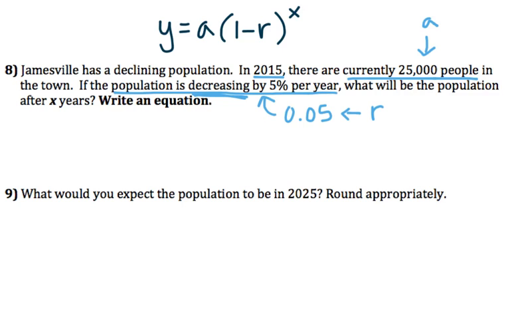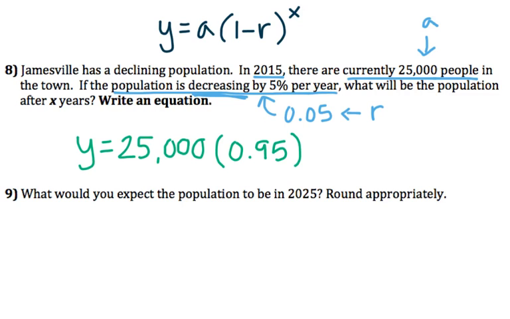So using this, we're going to substitute in the values we know and write our equation. So we have y is equal to 25,000, because that's our initial value, times 1 minus 0.05. Now if we actually do this and simplify it, we get 0.95, and then we're going to raise that to the xth power. So this equation represents the Jamesville population as it's declining, starting in 2015.